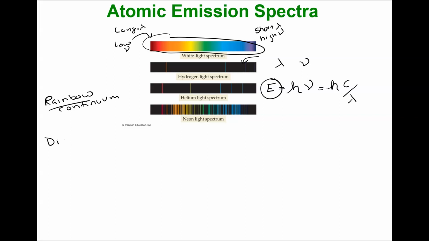These discrete lines in the spectrum mean that there are discrete energies associated with those lines. It's not a continuum. And the Bohr model theorized that these discrete energies, or quanta, corresponded to changes in energy levels in atoms.